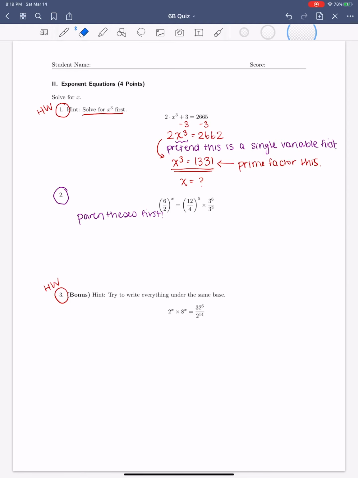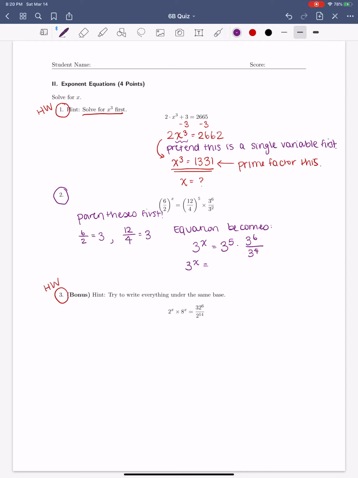Okay? So if we do the parentheses first, we actually do 6 over 2 first. Simplify that, we get 3. And similarly, 12 divided by 4 is also 3. This is starting to look great because now we have a bunch of exponents and all of the bases are 3. So if we apply this fact, then our equation becomes 3 to the x is equal to 3 to the 5 times 3 to the 6 divided by 3 to the 4. Awesome.